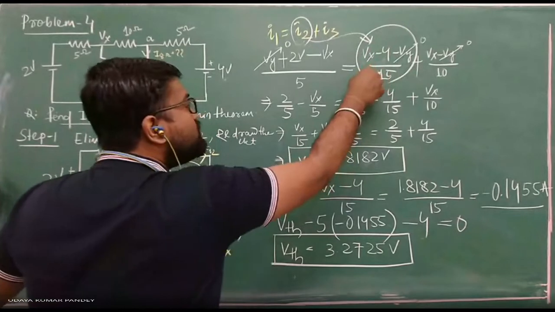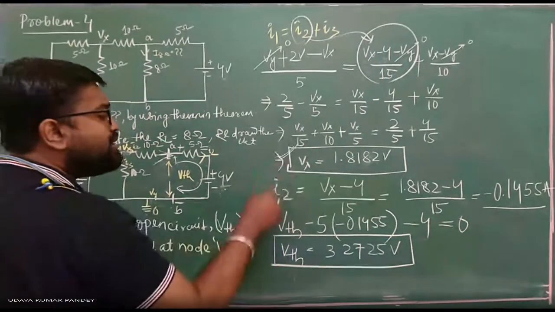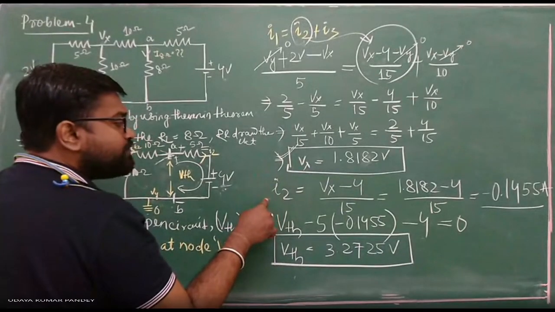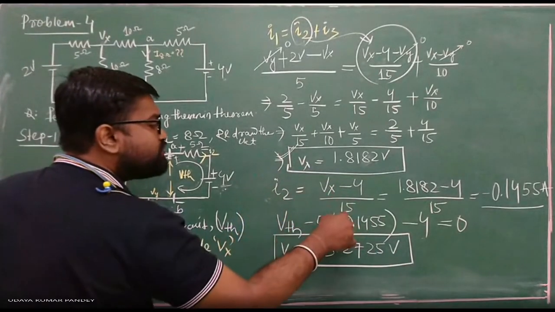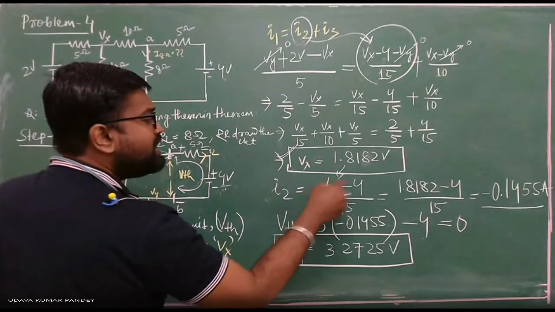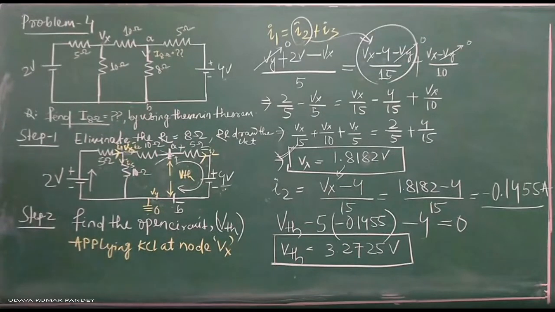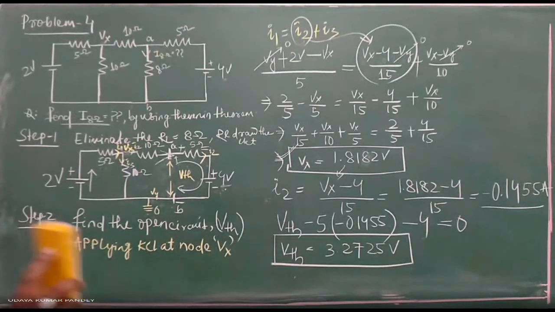This is your I2. Just after getting the Vx value, I have put here I2 equal to Vx minus 4 divided by 15, and already I have got the Vx value, and just put the Vx. Then I am calculating the current value I2. Is it okay? Yes, sir. Okay. After getting your VTH, now I am entering your step 3.